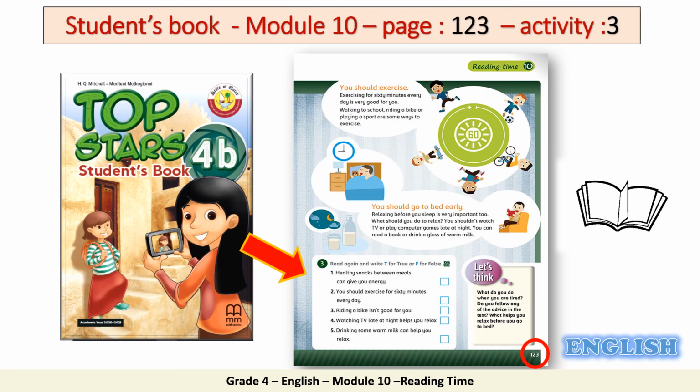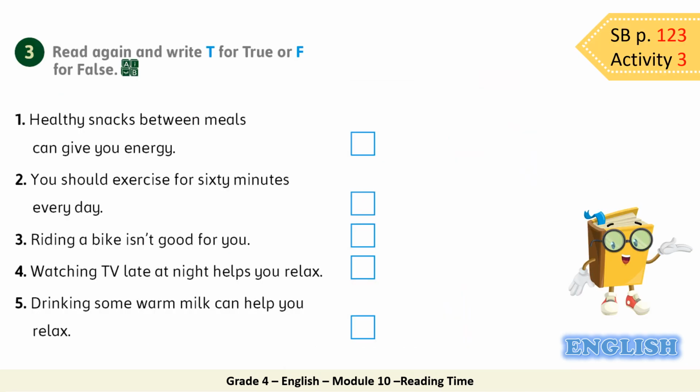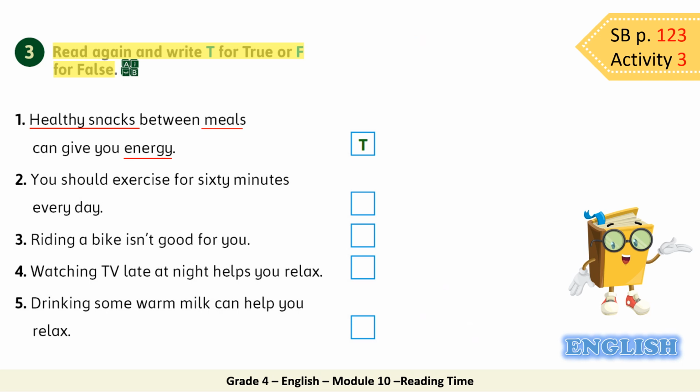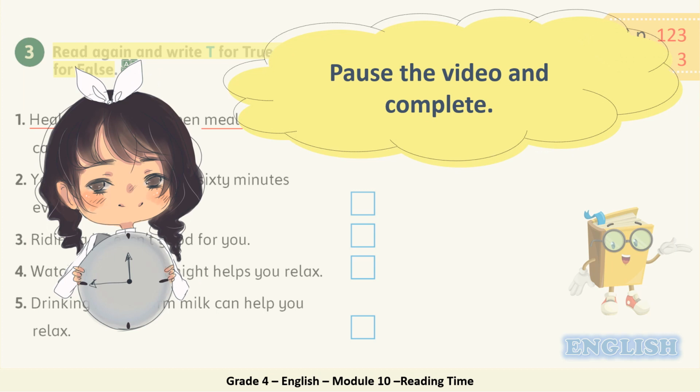Go to your student's book, page 123, and pay attention to the question in activity number 3. Let's read the question together. Read again and write T for true or F for false. Number 1. Healthy snacks between meals can give you energy. The keywords are healthy snacks, meals, energy. If you check the paragraph about healthy food, you'll find out that this sentence is true. Now, pause the video and complete the rest on your own.